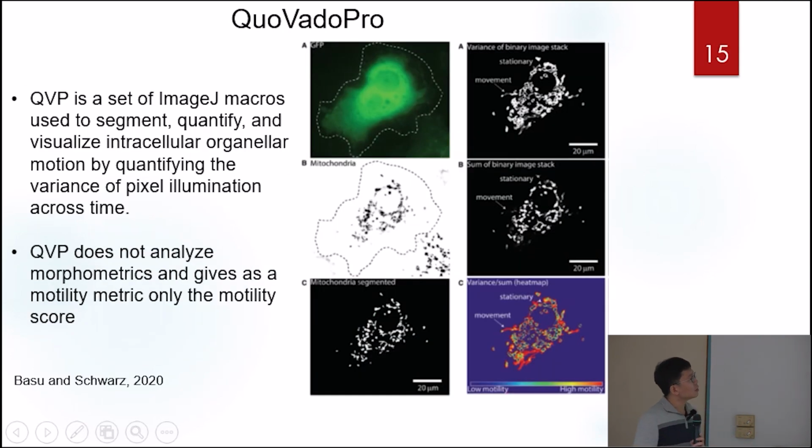The second one is QVP, which was developed by Thomas Schwarz's lab. This algorithm is special for tracking mitochondria, not for morphology. This is also an ImageJ macro. The idea is that if you express cytosolic GFP, you can use the GFP signal to draw the cell outline automatically. And then they automatically segment the mitochondria.